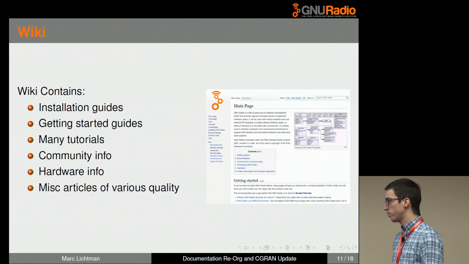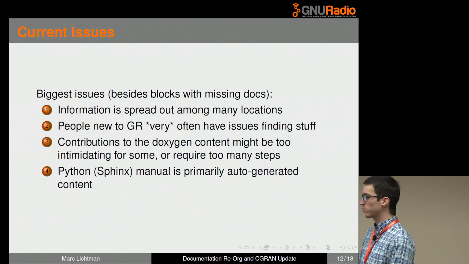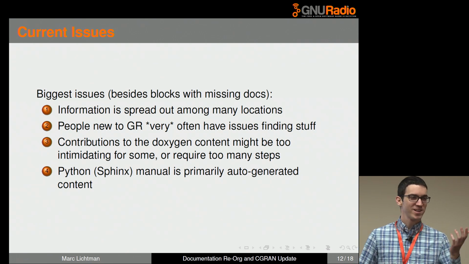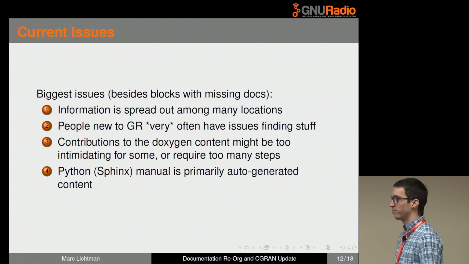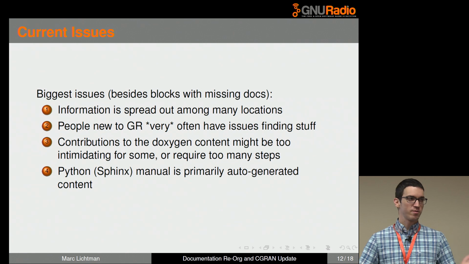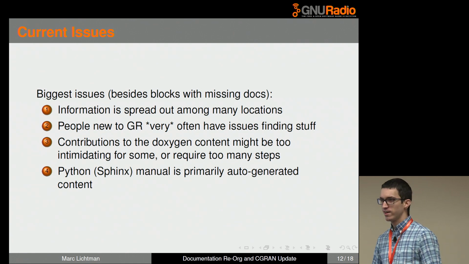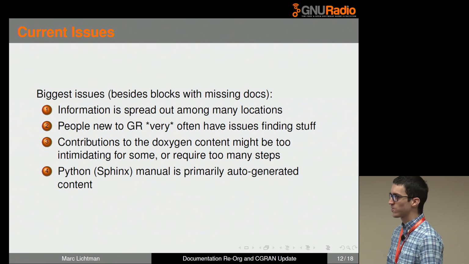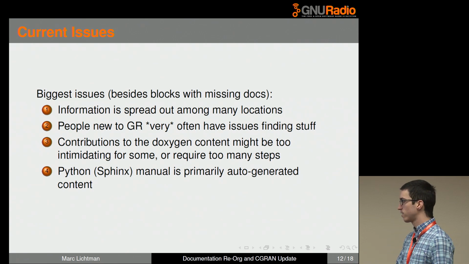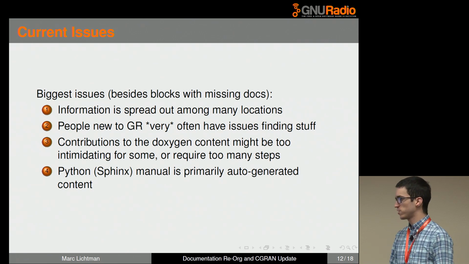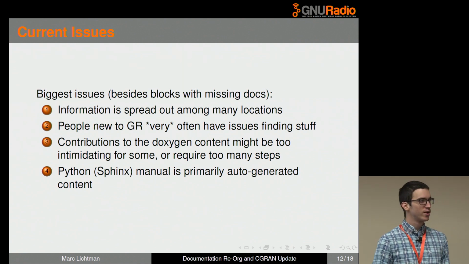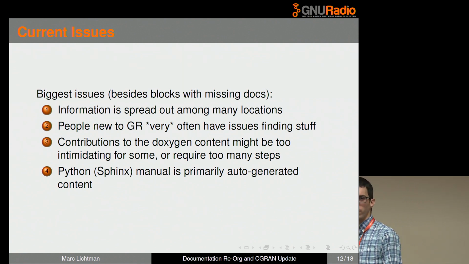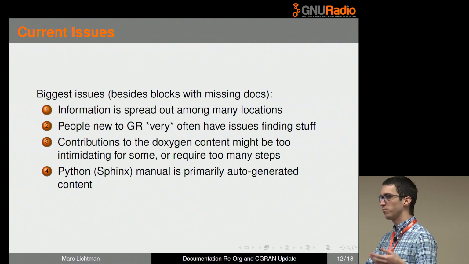So as far as what are the biggest issues with GNU Radio documentation, not including just blocks without documentation. That's probably the biggest one, right? Blocks that have arguments that are not documented at all. But that's the kind of thing that really takes block experts to just contribute. So besides that, I think one of the biggest issues is that information is spread out among many different locations, which is a problem because if you're new and you're trying to find something, you might not know where to look, and there's a lot of duplicate information.